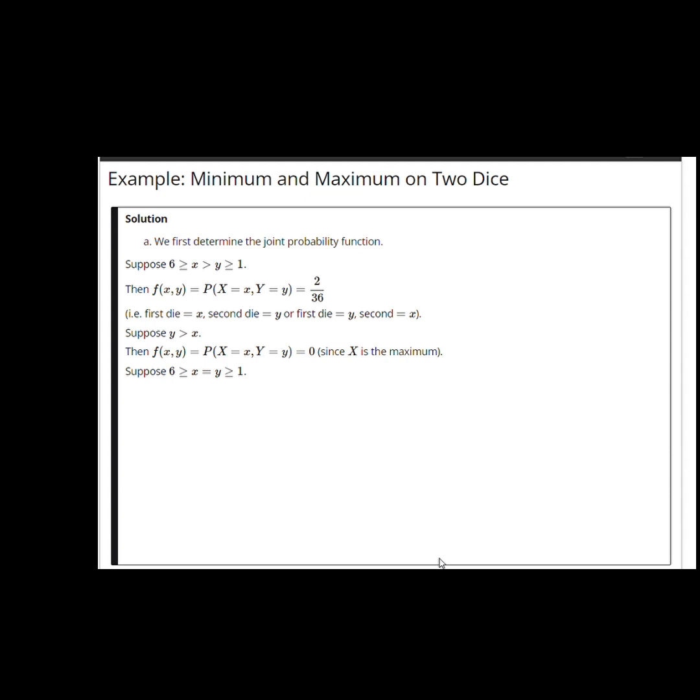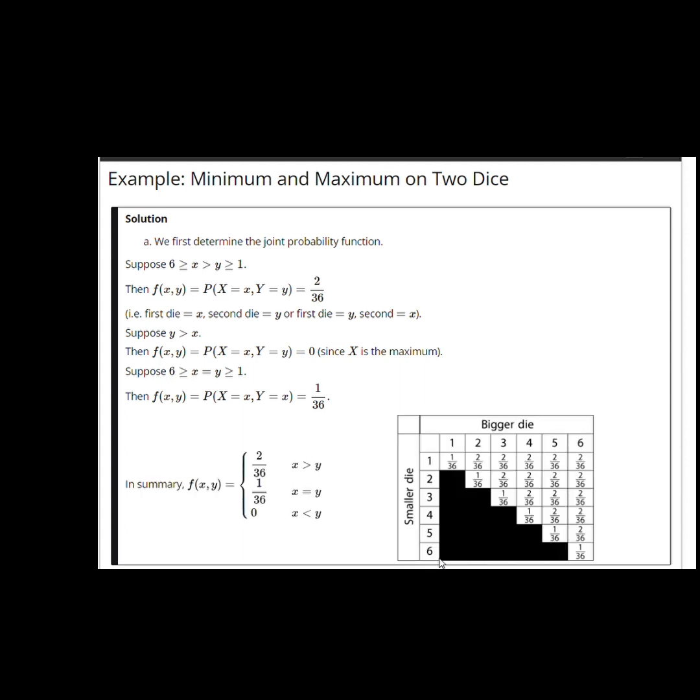Now suppose little x and little y are the same, little x equals little y. In this case there's only one pair of values yielding that common value of x and y, 1 out of 36 possibilities. So in summary, we've established the joint probability function f of x y is 2 over 36 when x is bigger than y, 1 over 36 when x is equal to y, and 0 when x is less than y. And as a cross-check, you should add over all values of x and y to make sure that those numbers add up to a total of 1.